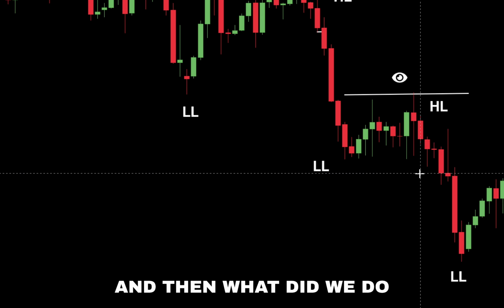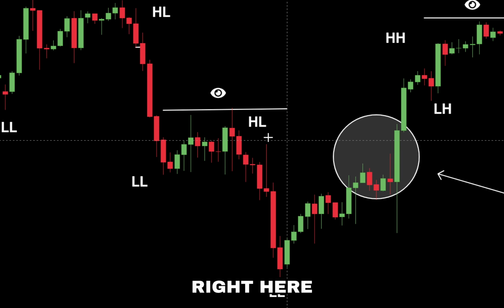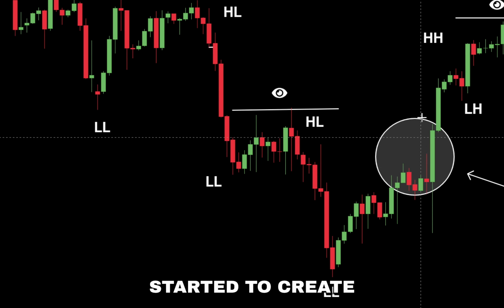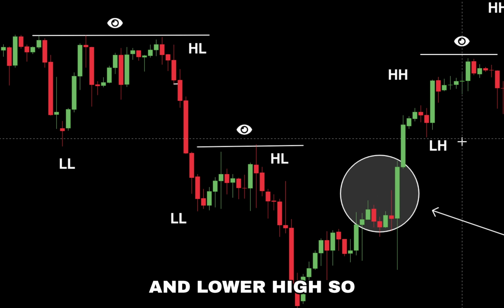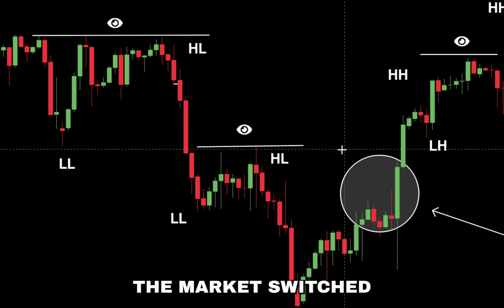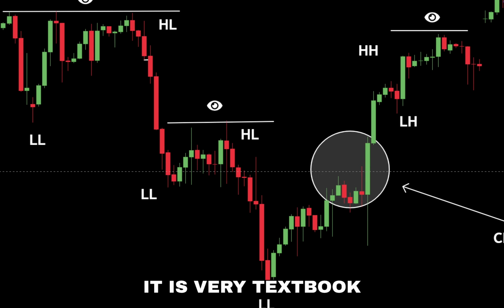And then what did we do? We came to this point right here. We created a change of character, and then price started to create higher highs and higher lows. As soon as we created that change of character, the market switched and we started going higher. It is very textbook, and you can see it especially well on the higher time frames when you are on the charts.